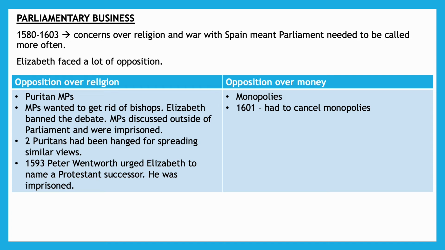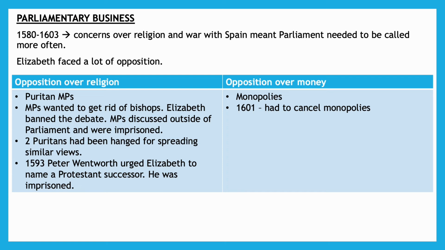And they wanted to get rid of bishops, but Elizabeth didn't want this discussion to go ahead. Two Puritans had actually been hanged for spreading these views, and an example is Peter Wentworth, who urged Elizabeth to name a Protestant successor, and he was imprisoned, so she should have some control.